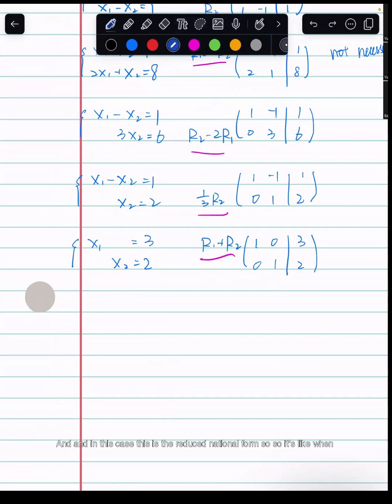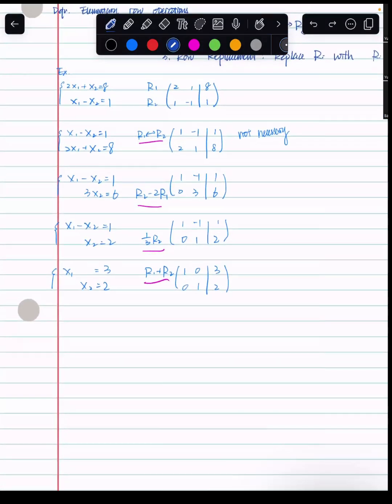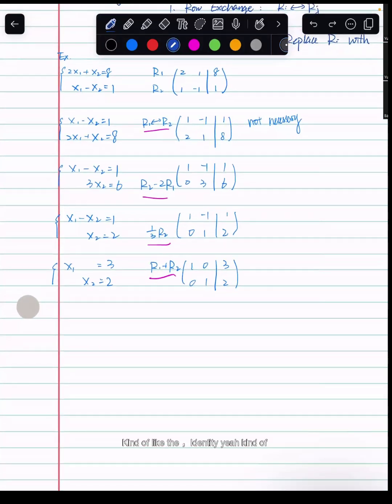So it's like, oh, is it kind of like the identity? Kind of, but basically in the equation we want to write x1 equals first, x2 equals second. Yeah, just keep them in order.